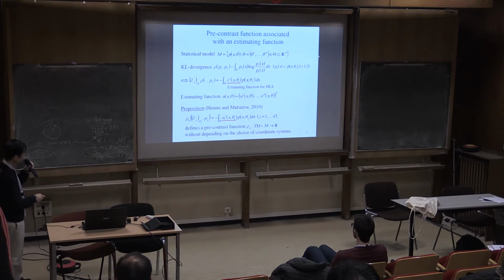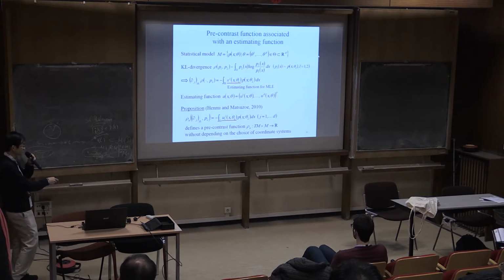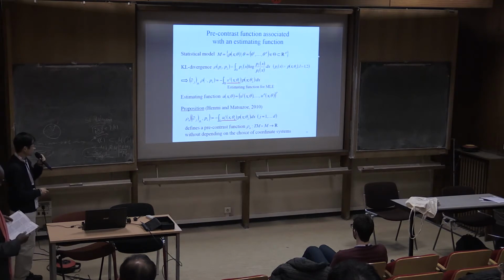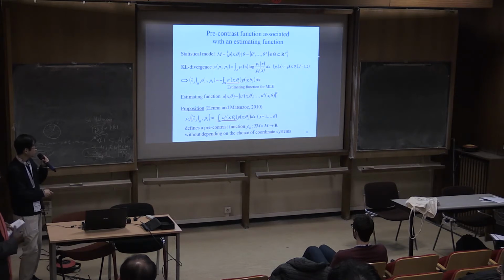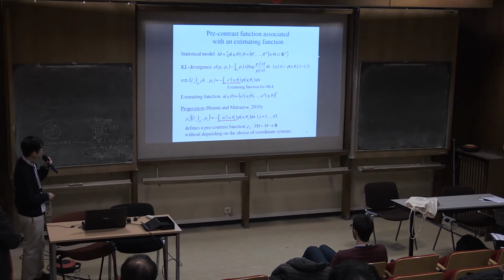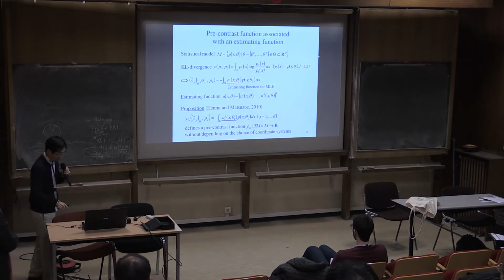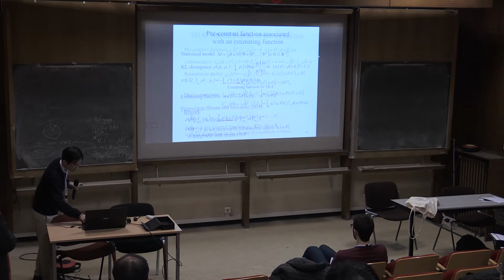But if we replace the score function with the standardization of the original estimating function, then we can obtain the pre-contrast function. Because if you use standardization, then this is a well-defined pre-contrast function without depending on the choice of the coordinate system. So in this sense, considering the standardization is natural.